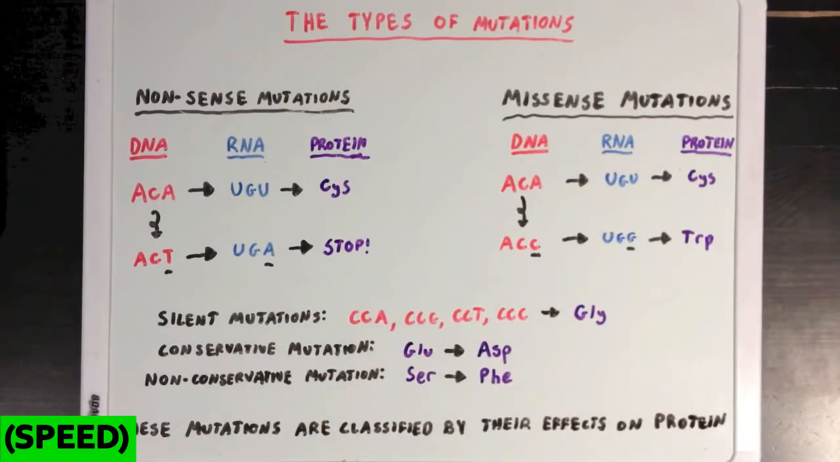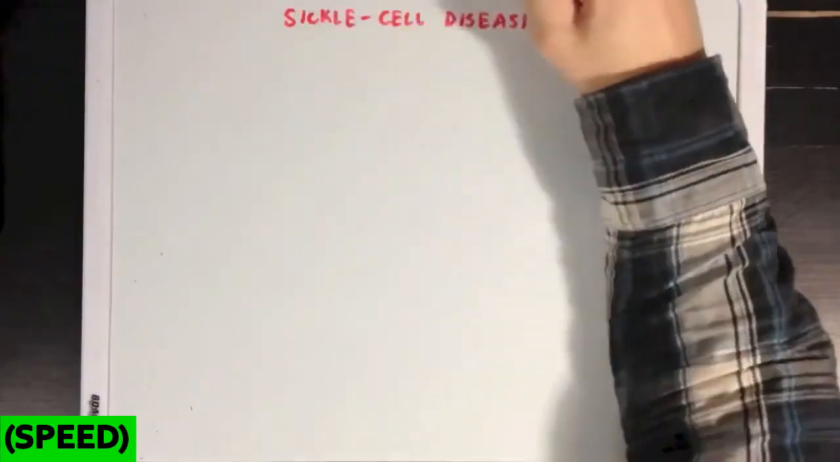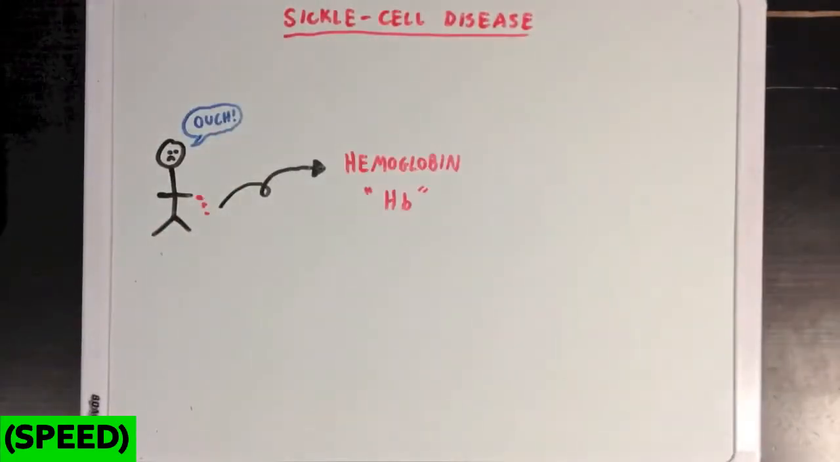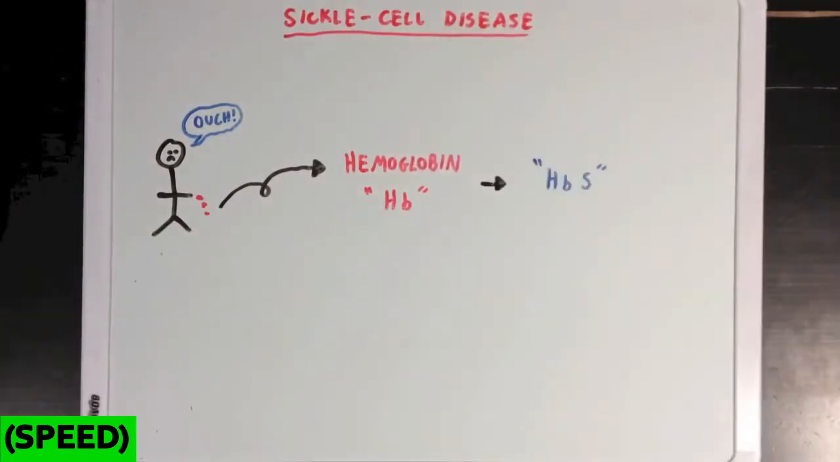Now I'll point out again that all of these mutations are classified and named for how they affect the resulting proteins, and aren't really named for how they affect the cell's DNA. So let's look at a quick example. Sickle cell disease is a disorder where hemoglobin, or HB, which is a protein found in human blood, is mutated into a less active form, which we're going to call HBS. And it results from a single glutamate residue being converted into a valine residue.